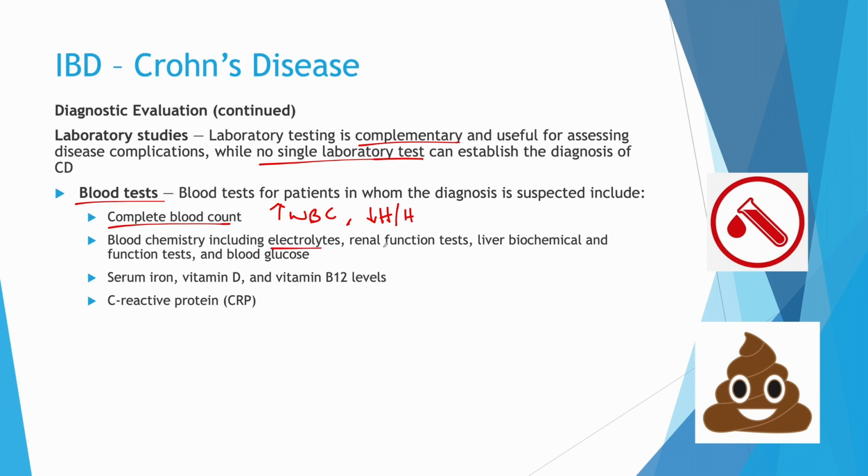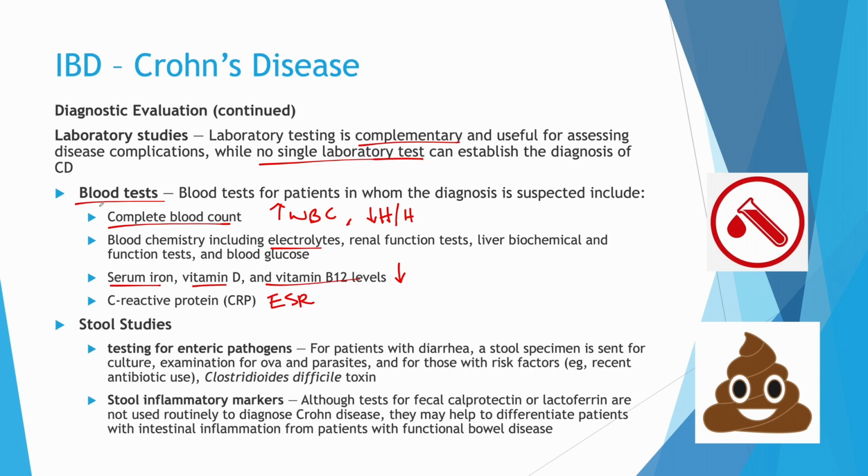For chemistry, we're looking at electrolytes, renal function, blood glucose, and then we're also looking at studies for iron deficiency anemia, like serum iron, and vitamins, because remember they have malnutrition, so the malnutrition can cause them to be deficient in certain vitamins. We also look at non-specific inflammatory markers like CRP and ESR. None of this gives us the answer we're looking for. It just helps us see the broad, bigger picture and look for other things that could be going on.